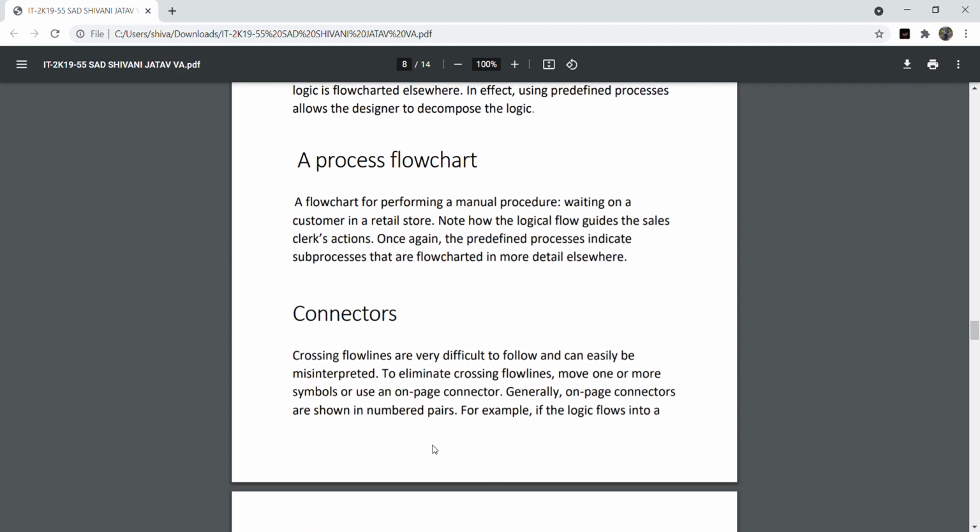A process flowchart. A flowchart for performing a manual procedure, waiting on a customer in a retail store. Note how the logical flow guides the sales clerk's actions. Once again, the predefined processes indicate sub-processes that are flowcharted in more detail elsewhere.